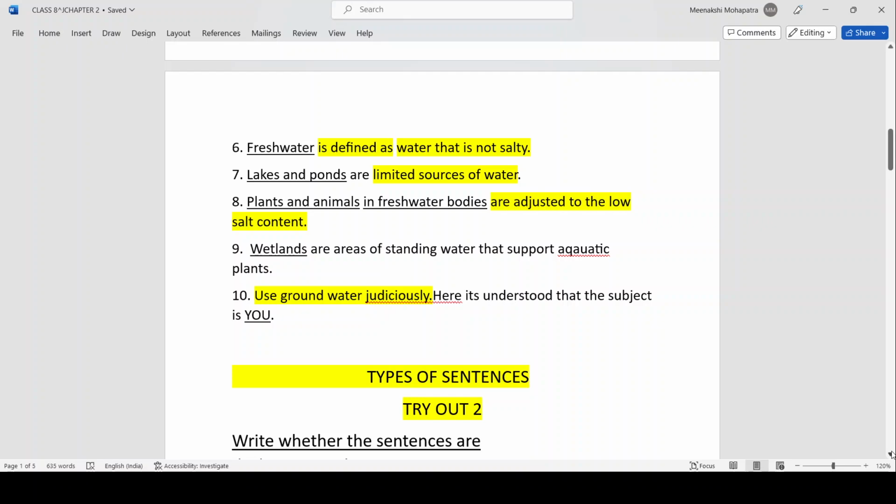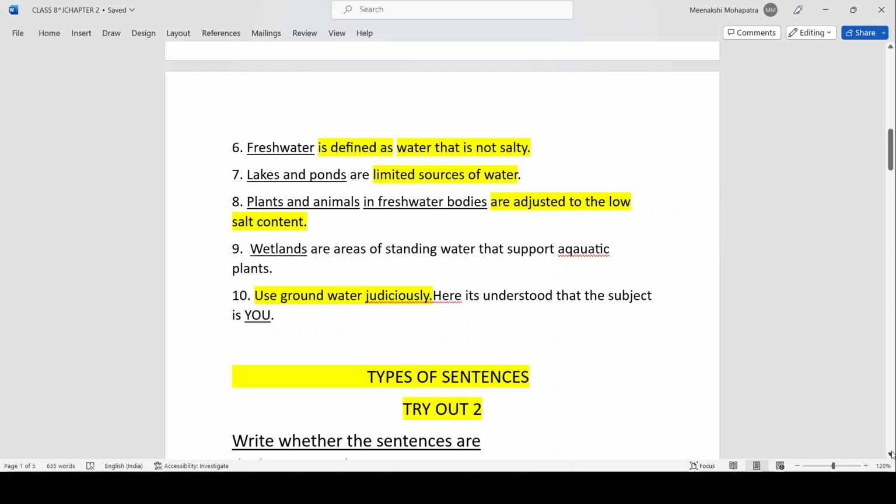Number 7. Lakes and ponds are limited sources of water. Whom are we talking about? We are talking about lakes and ponds. So, our subject here is lakes and ponds. Are limited sources of water is the predicate. Number 8. Plants and animals in freshwater bodies are adjusted to the low salt content. Here, our subject is plants and animals in freshwater bodies. The predicate is are adjusted to the low salt content. Number 9. Wetlands are areas of standing water that support aquatic plants. Wetlands is the subject and are areas of standing water that support aquatic plants is the predicate.